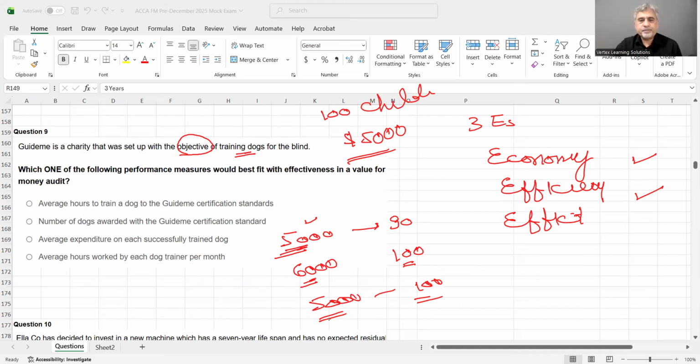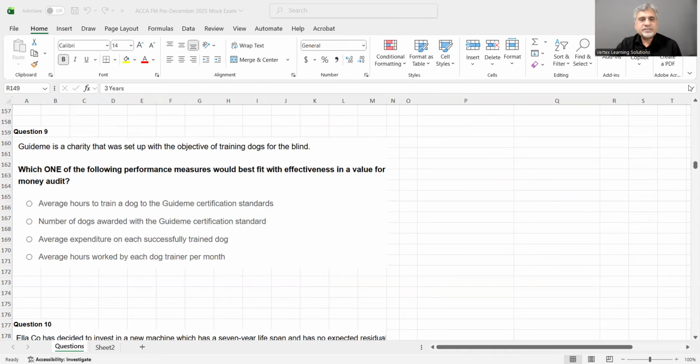So we say that what we are doing, we have to think about the effectiveness of the objective. Objective is training the dogs. So which one of the following performance measures would best fit with effectiveness in a value for money audit? Average expenditure on each dog successfully trained. Average hours worked by each dog trainer. Okay. Average hour to train a dog.